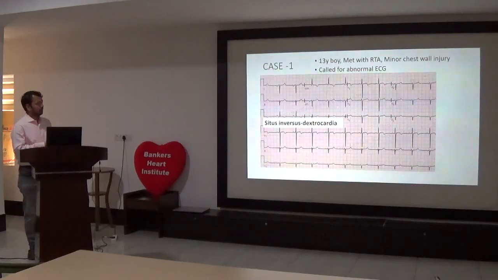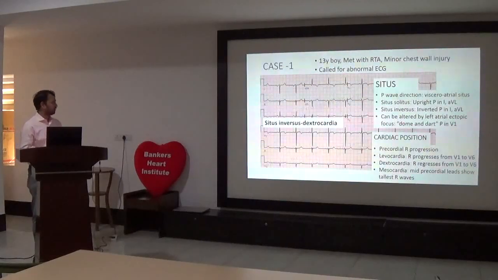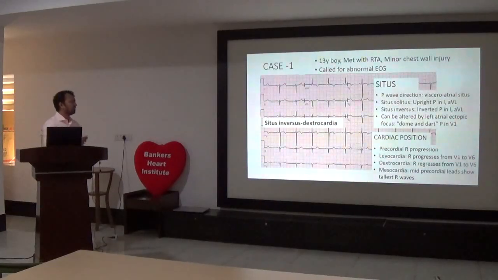Second thing, we have to look at the precordial leads. There is a regression of the amplitude of QRS complexes as we go laterally, and there is also right axis deviation, and this is the ECG of situs inversus dextrocardia, in this condition without any pathological abnormality. So why is it situs inversus? For situs inversus, we have to see P wave direction. When there is situs solitus, there are upright P waves in lead 1 and aVL, and when there is situs inversus, there is an inverted P wave in lead 1 and aVL. Here we can see that lead 1 has an inverted P wave, lead aVL has an inverted P wave.